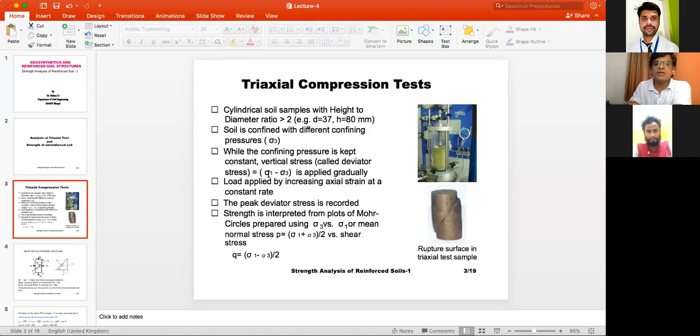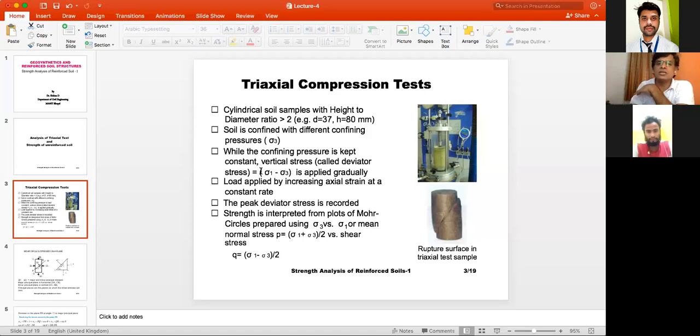Why are we deducting sigma 3? Before applying the deviator stress, we apply the confining pressure, that is sigma 3. That is called the cell pressure. We can call it the confining pressure, the cell pressure, sigma 3, or the minor principal stress. We'll discuss that.